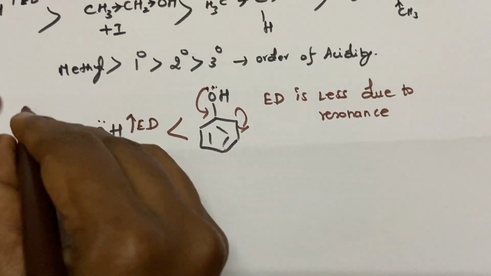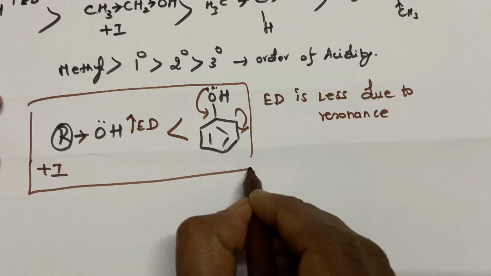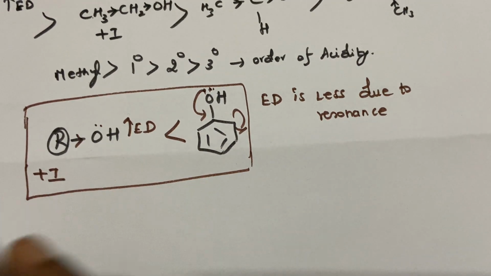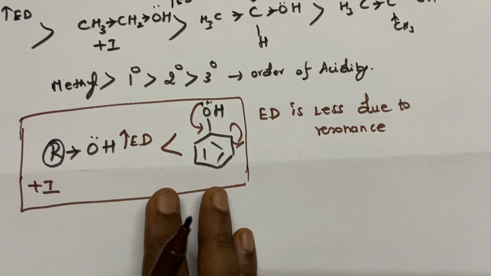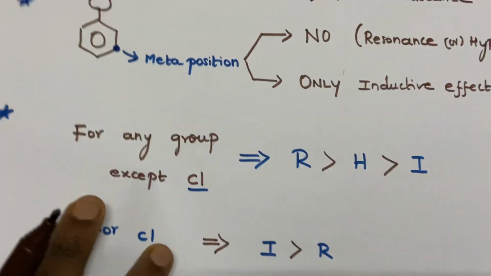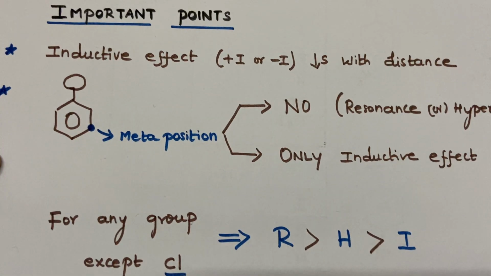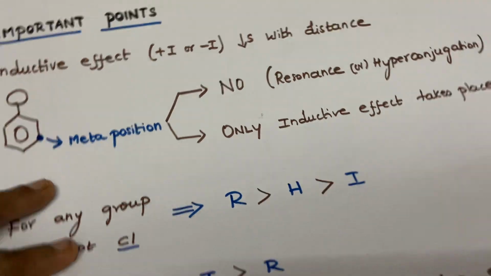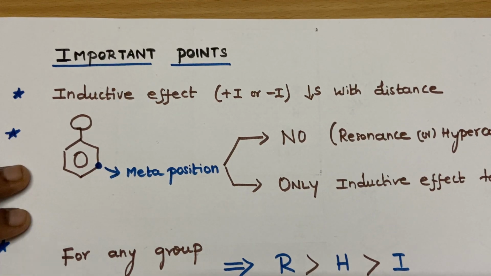Okay, got the point? This is a very important point. So the phenols are very much more acidic than your alcohols. Now we are going to compare the acidity of phenols. The aromatic system we are going to see in detail. Before going to the aromatic system, we need to know some important points, so these are the important points you need to remember.